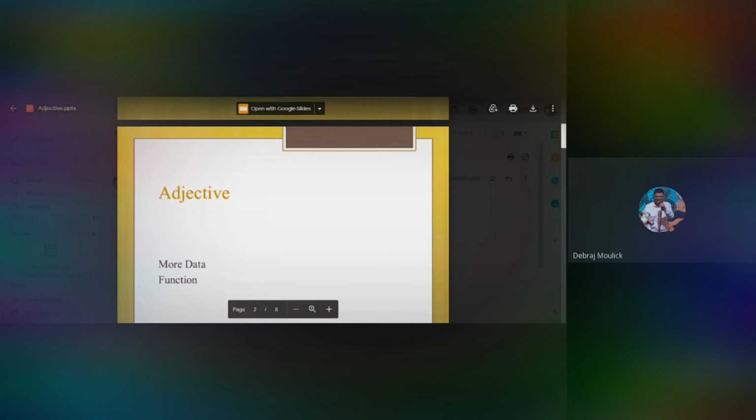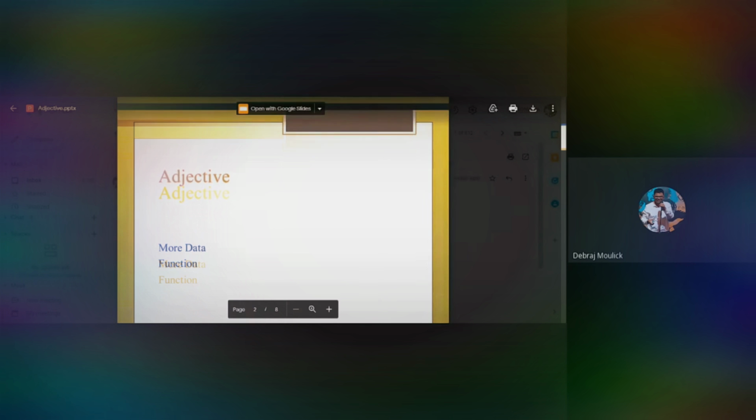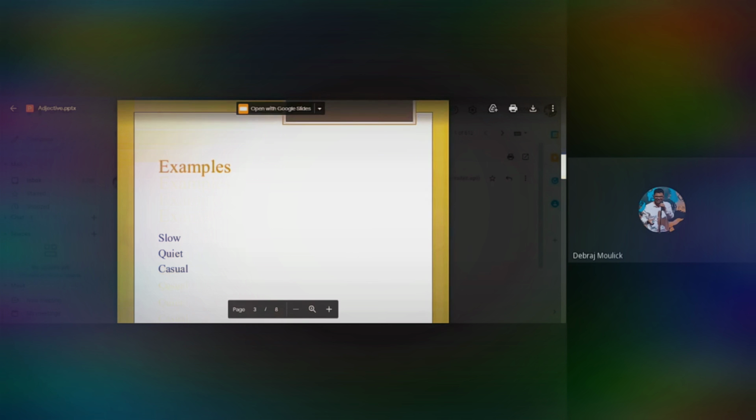Obviously, in the examination, you won't be asked for the definition of what is adjective. Let us focus on the types of adjectives. The examples are also here. For example, he's a slow runner. This is a quiet place, and it was a casual encounter. It was a casual encounter, not serious. What kind of encounter? Casual encounter. How is the place? It's a quiet place, and whatever runner he is, whatever athlete, he's a slow athlete. So that qualifies the common noun over here.